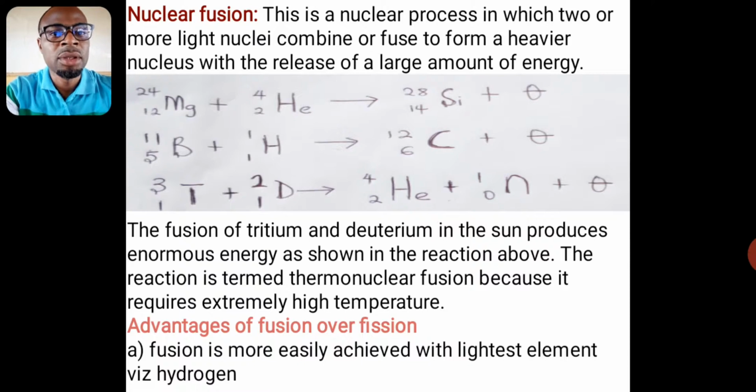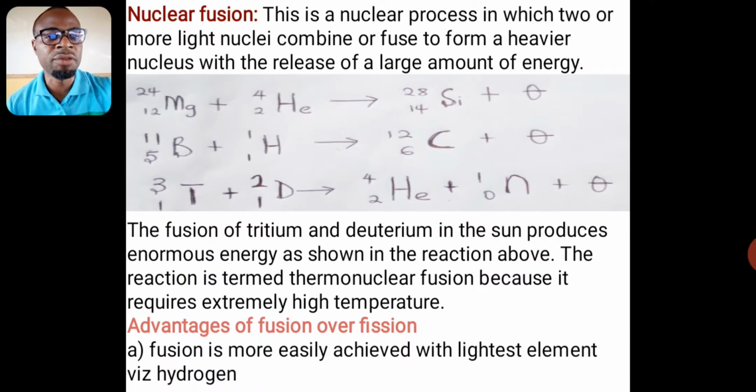The second one, we have beryllium with hydrogen there forming carbon. And the third one, we have tritium and deuterium combining to form a helium atom with a release of huge energy and also a neutron. The third equation there occurs mainly in the sun.